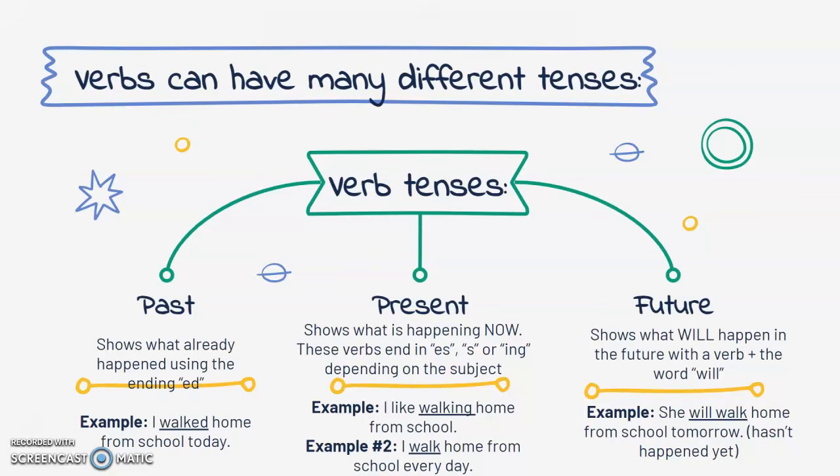So we use those different tenses so we can identify what has or has not happened already in our sentence. And it helps us a lot as readers too, as we read through different sentences.